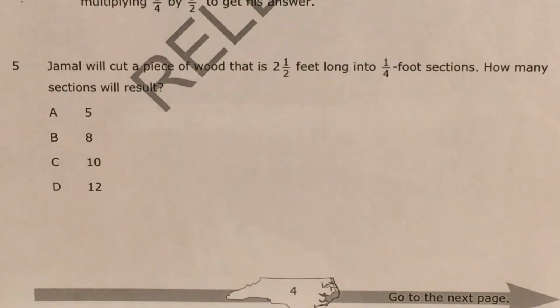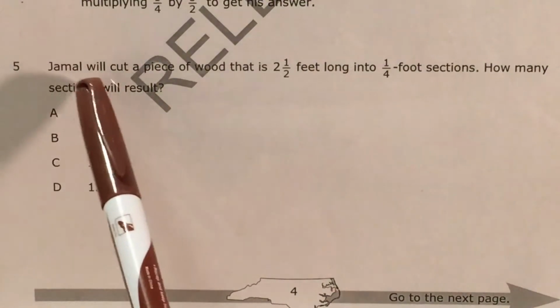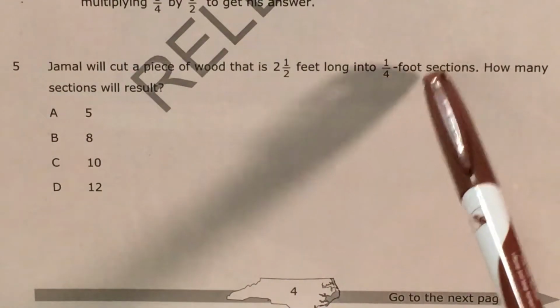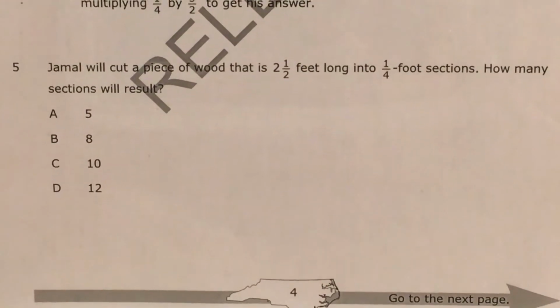This is Mr. W. Today we're going to tackle question 5 in the 6th grade math questions that North Carolina released this past school year. The question tells us that Jamal will cut a piece of wood that's 2.5 feet long into quarter-foot sections, and we're supposed to figure out how many sections will result. How many sections is he going to get after doing all of this?